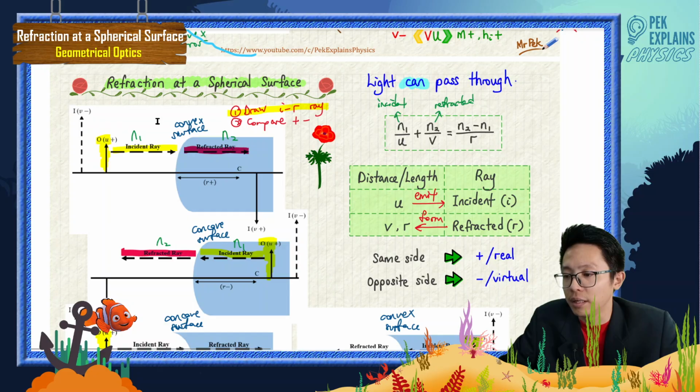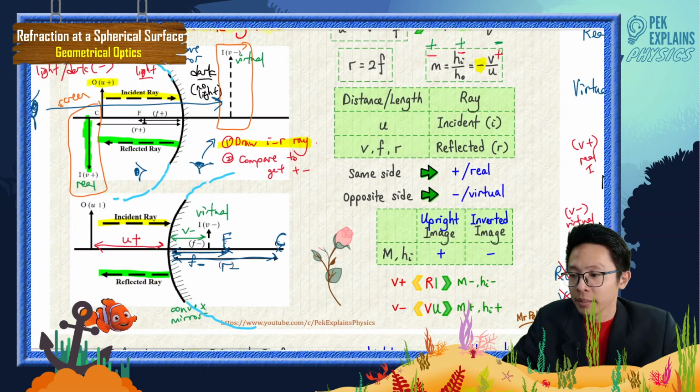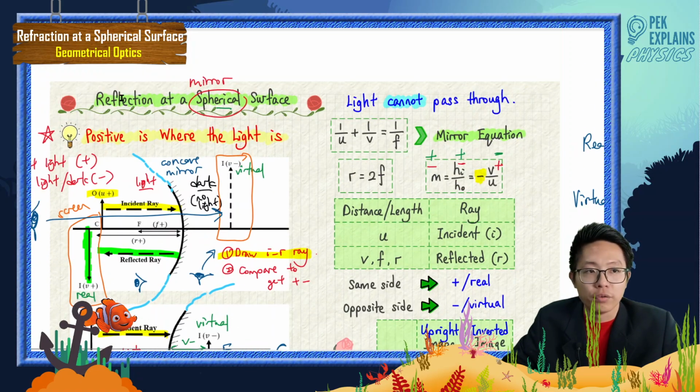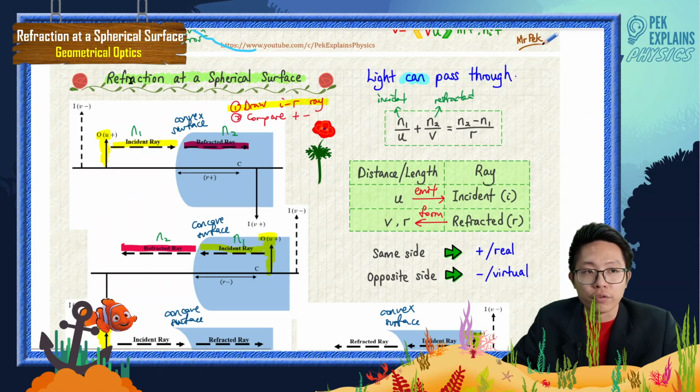Okay, I already drew the incident ray and the refracted ray. The incident ray goes from the object and then enters the other side. Yes, the light can pass through, not like the mirror. With a mirror, the light cannot pass through, it is just reflected away, and this is what we call reflection. But for refraction, the light can pass through and enter into another side. Okay. So the object is over here.